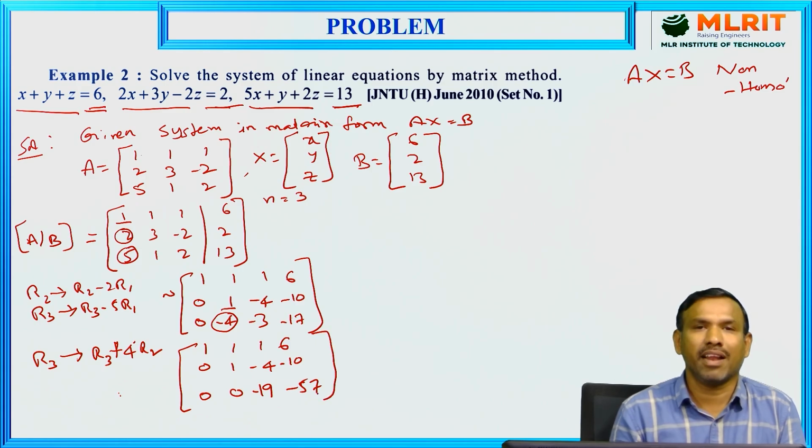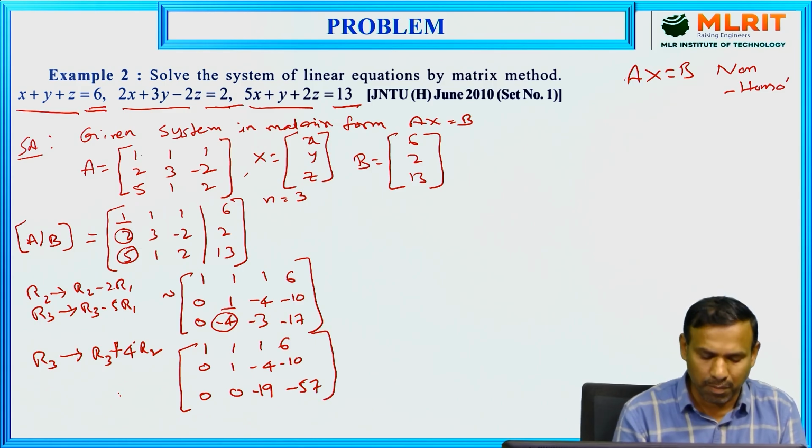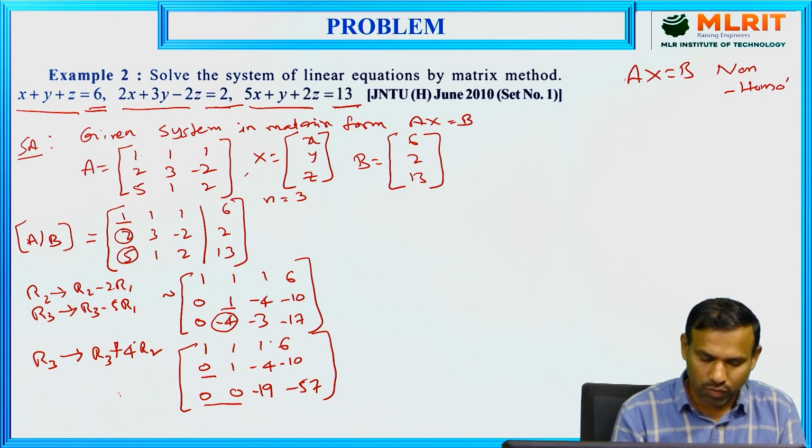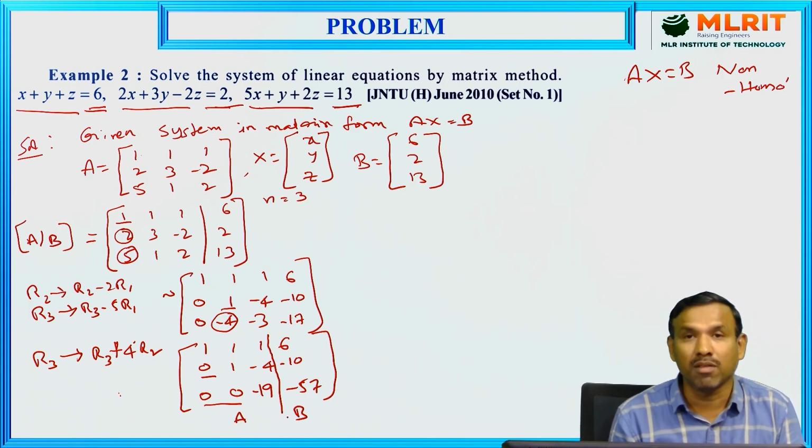Now, clearly it is in echelon form. What is the checkpoint for the echelon form? The number of zeros before the first non-zero entry. So, here 1 zero, here 2 zeros. That zero count should increase, so that is echelon form. So here if I separate the matrix, this is the A matrix, this is the B matrix.